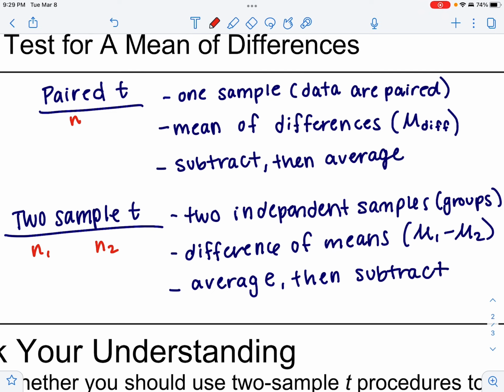It is the difference of means, so you'll hear about mu1 minus mu2. And our approach is to first find the average of the 2 different populations, so the average of juniors and the average of seniors, and then subtract those 2 averages.